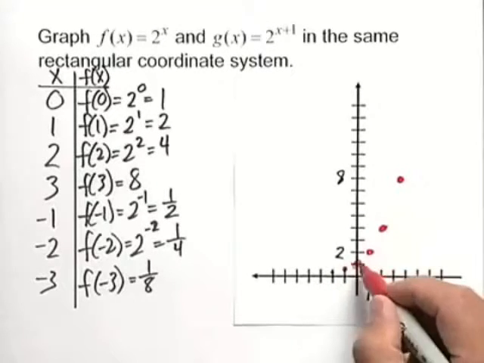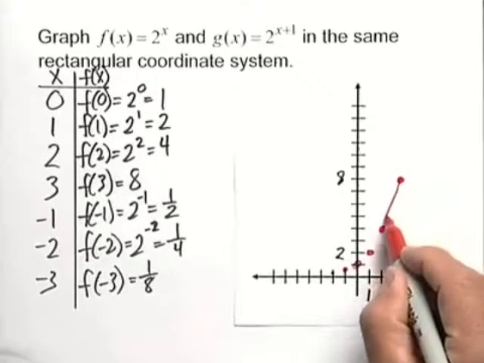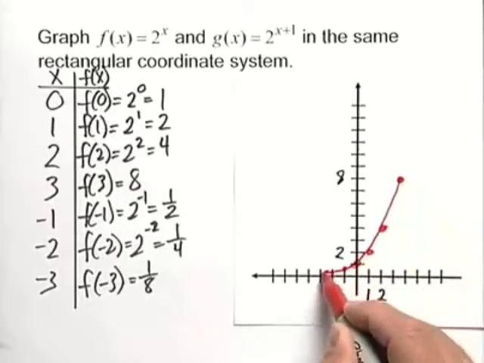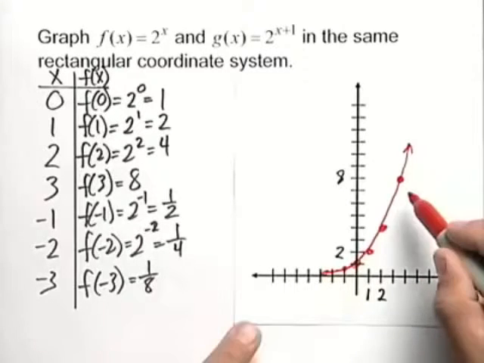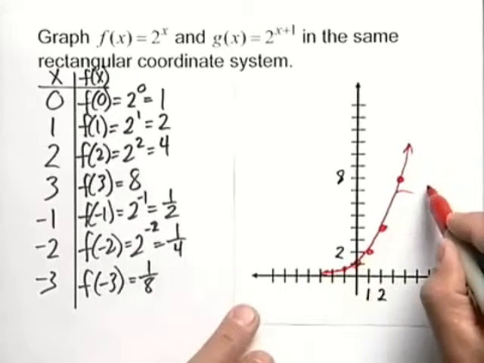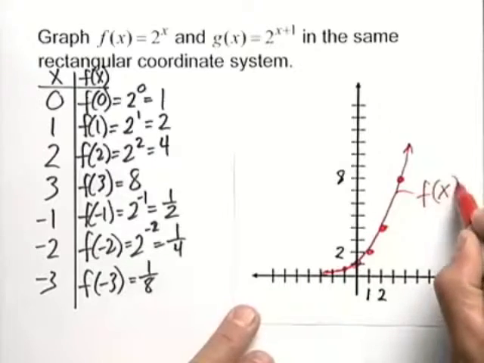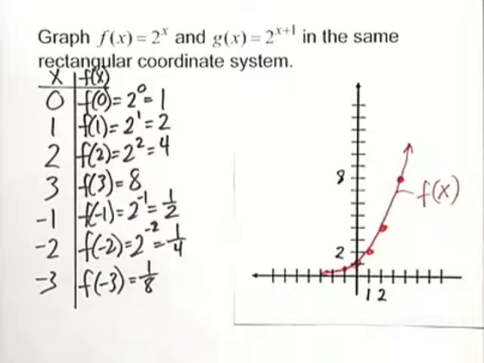So we're going to connect our dots here with a nice smooth curve. Note that this graph cannot cross the x-axis. The x-axis for this problem is known as a horizontal asymptote. So there is f of x, graphing the exponential function 2 to the x.